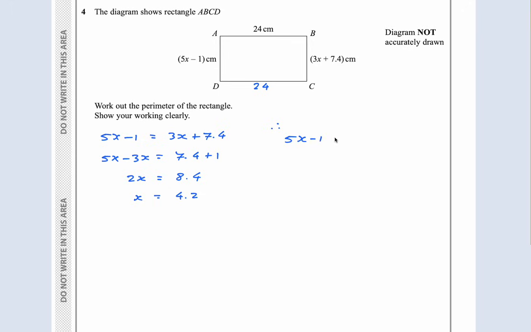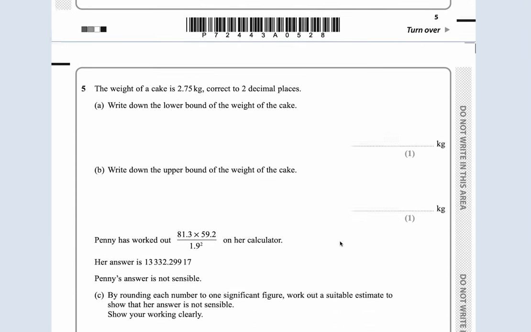5x minus 1 is equal to 5 times 4.2 minus 1. And 5 times 4.2 is actually 21, minus 1 is 20. So that means this side is 20, and this side is 20. So the perimeter is equal to 20 plus 20 plus 24 plus 24. Just add up the four sides, and that is 88 centimeters. Okay, that's question 4. Question 5.